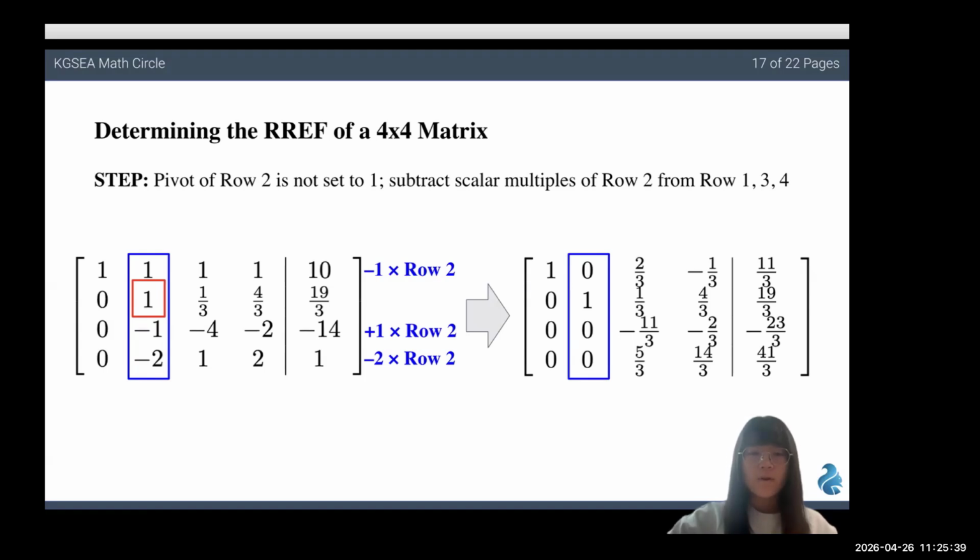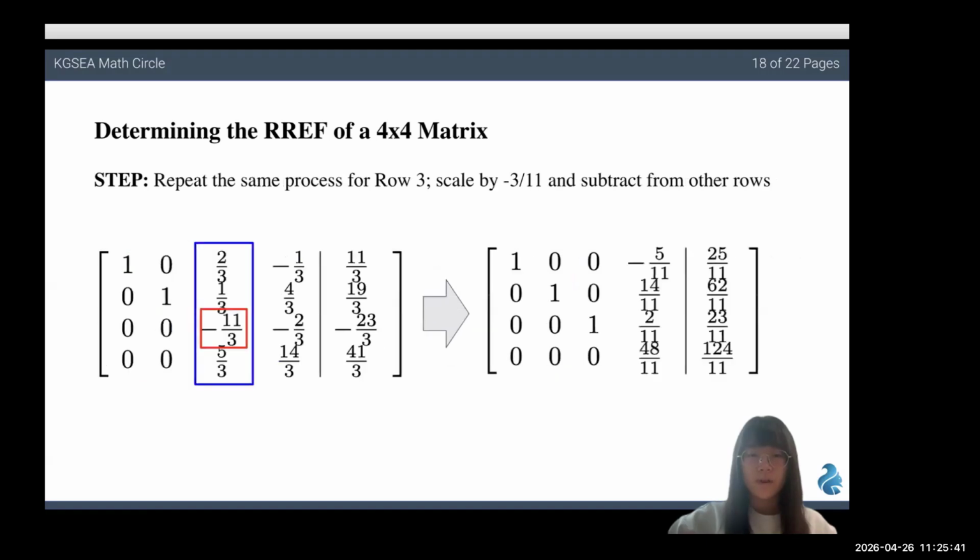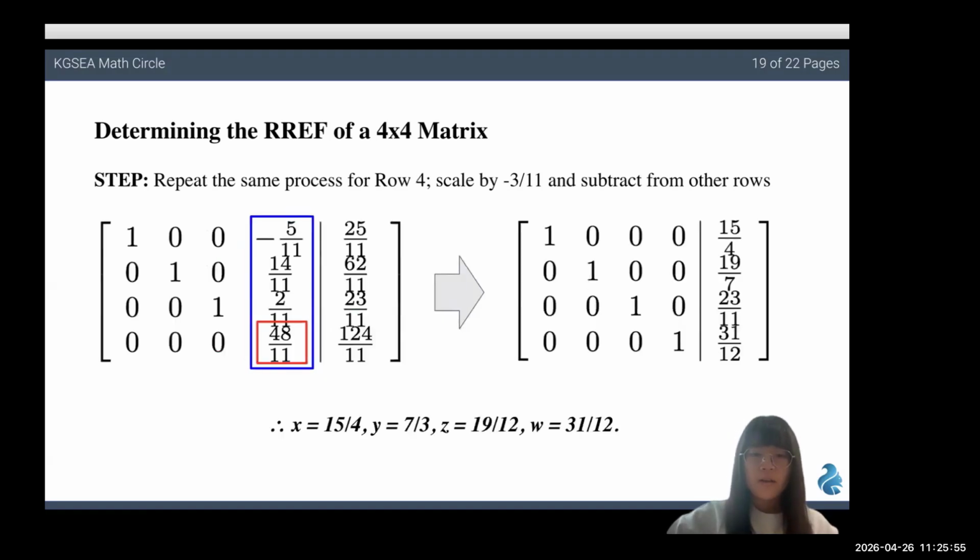Next, we repeat the same process on the third pivot in row 3. We first convert the pivot into 1 by multiplying row 3 by 3/11 and subtracting its multiple from rows 1, 2, and 4. This gives us this matrix on the right. And finally, we make the fourth pivot equal to 1 by multiplying row 4 by 11 over 48, and eliminate entries above based on the final pivot, which gives the final answer on the matrix in reduced row echelon form.